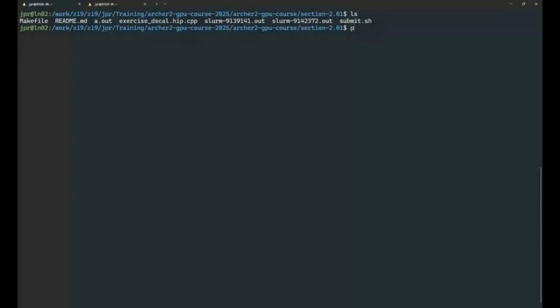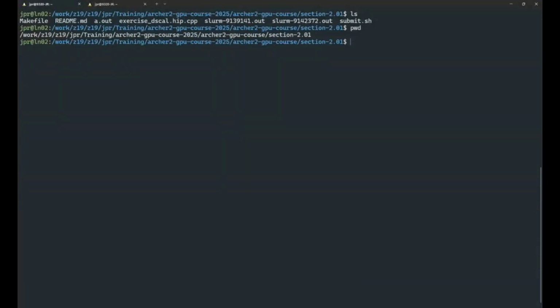Can you see a window where I'm typing into a terminal? And is it far too small? Yeah, okay, great. You say good. Right. Okay, so I'm on Arch 2.